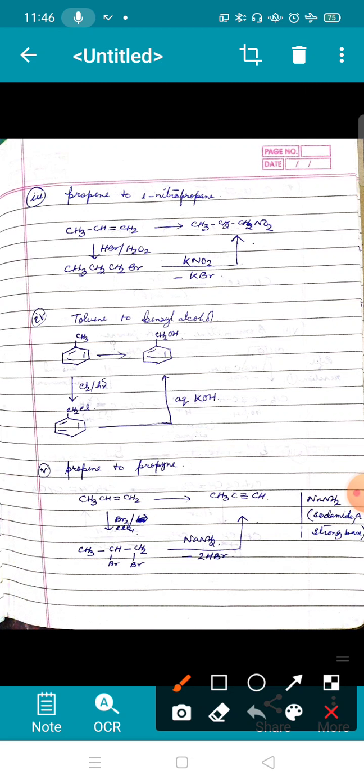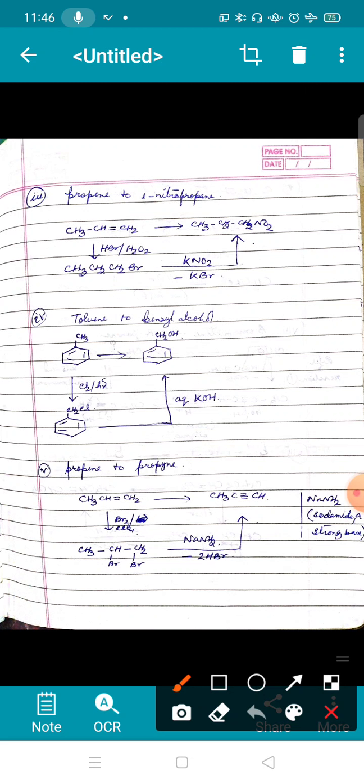That means I need to add HBr according to anti-Markovnikov's rule, and for that I need a peroxide. So we add HBr in presence of peroxide, so H goes here and Br comes here, and that's how we get the product, 1-bromopropane. Now we treat it with AgNO2, and AgBr is lost, and we get CH3CH2CH2NO2. What will happen if we take KNO2? We shall get CH3CH2CH2ONO. Okay, so there was a mistake here, please make the correction.